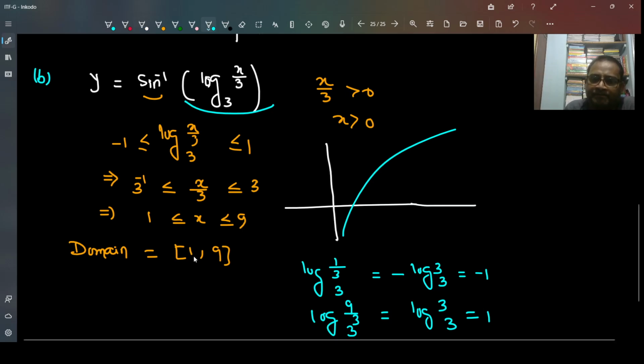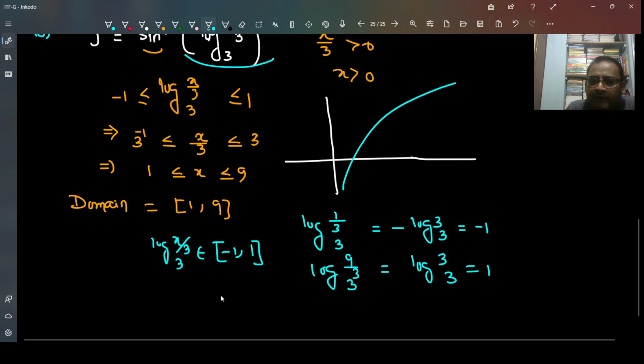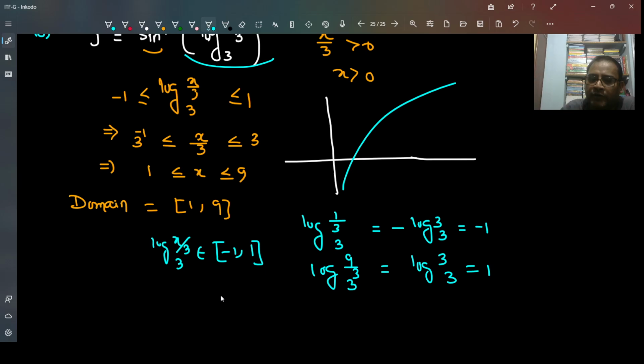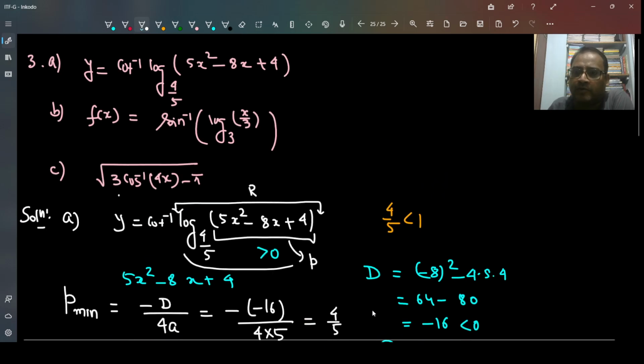So what we notice is that this value, log of x by 3 base 3, belongs to minus 1 to plus 1. So this will generate minus 1 to plus 1, and sine inverse takes minus 1 to plus 1. This is the general domain of sine inverse. So in this range, sine inverse gives output as minus pi by 2 to plus pi by 2. The range of this function is minus pi by 2 to pi by 2. This is the natural range for sine inverse. Okay. So this is minus pi by 2 to plus pi by 2. I hope this problem is clear to everyone.